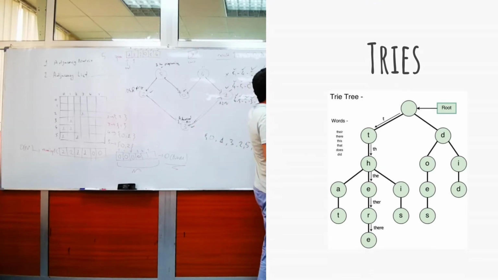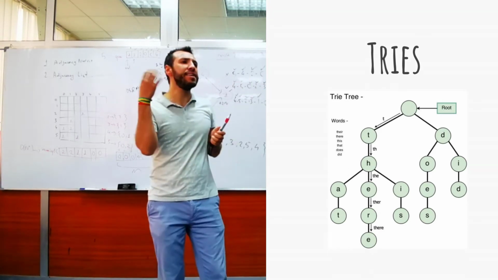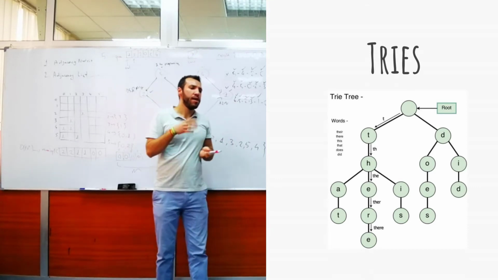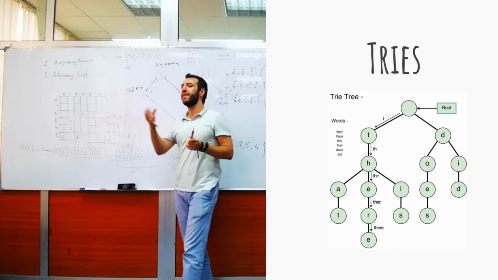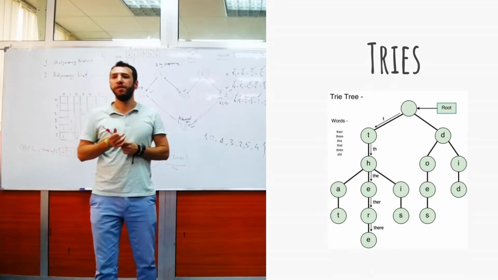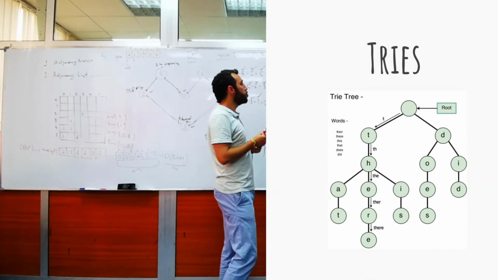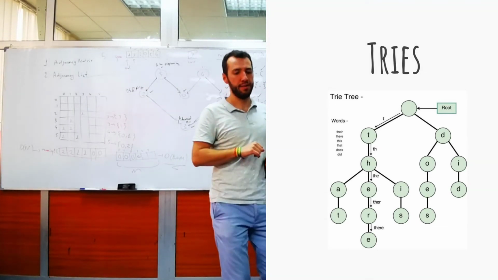So let's say our dictionary contains words which I cannot read, so I'm pretty sure you cannot read either. There, this, that, does, and did. So here we have that, there, this, does, and did. Now let's think about it. Let's do some brain exercise. What is going to be the insertion cost for such a data structure when we have a new word? Let's say we want to insert theirs into this.